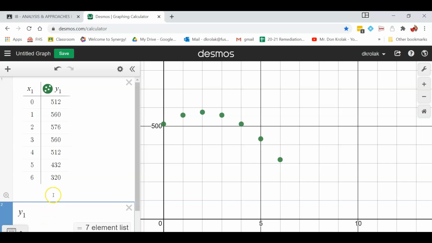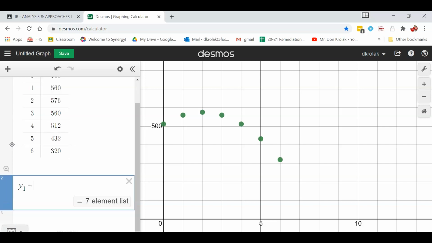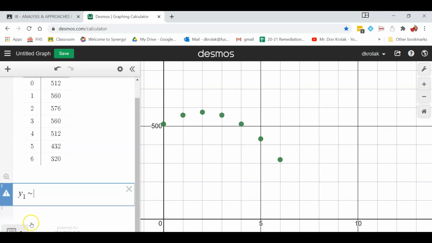Now what you have to put in is the tilde, the little curve. The tilde symbol is up on your keyboard, right to the left of number 1. So you hit shift and that little squiggle, up in the left-hand corner of your keyboard.